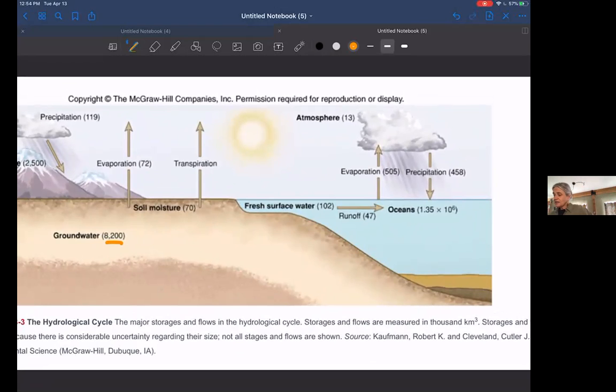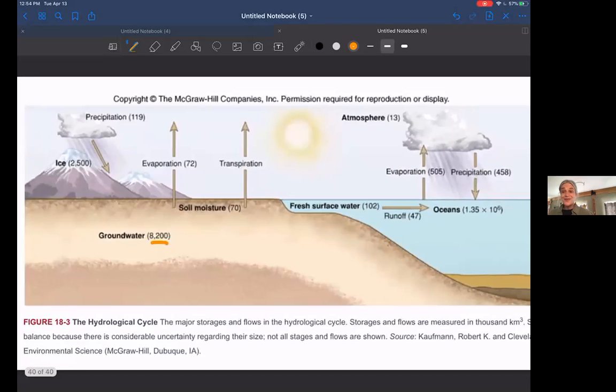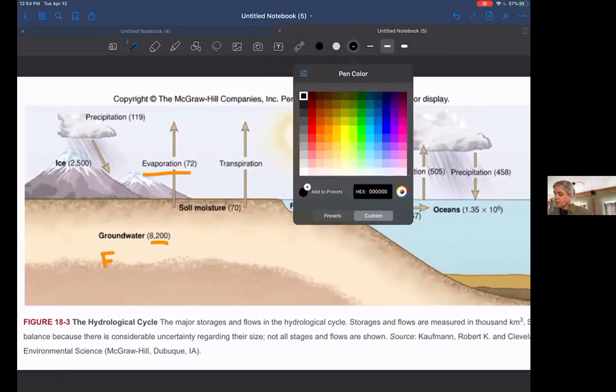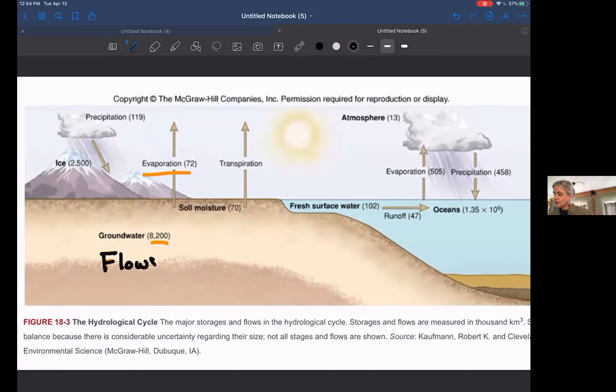Okay, so let's look at how water moves between these different storages. We can talk about evaporation, and we know that evaporation is fueled by the sun. So let me change, we could talk about the flows. So we have evaporation. This is sunlight, for example, beating down on the ocean, and it is going to heat up the water and cause some of that water to evaporate up.